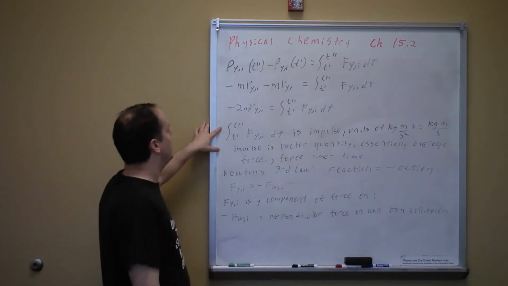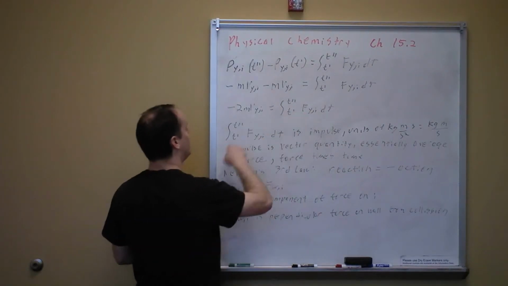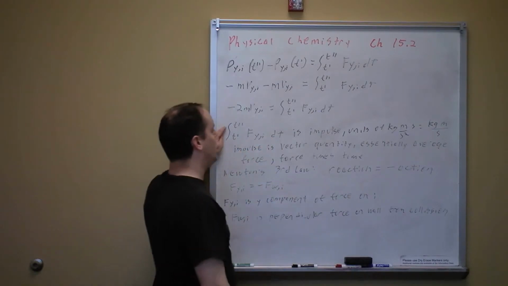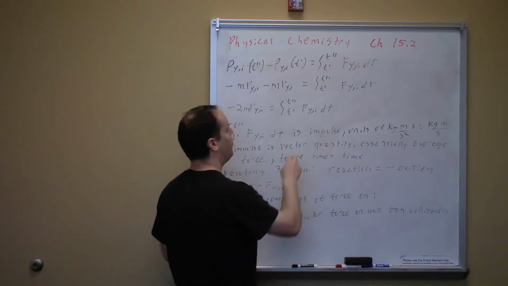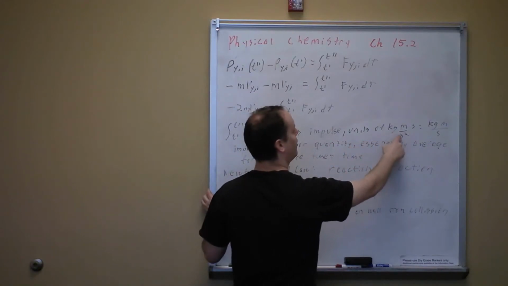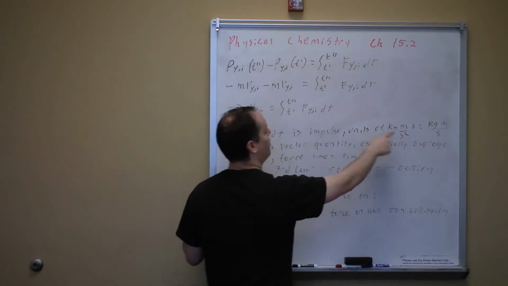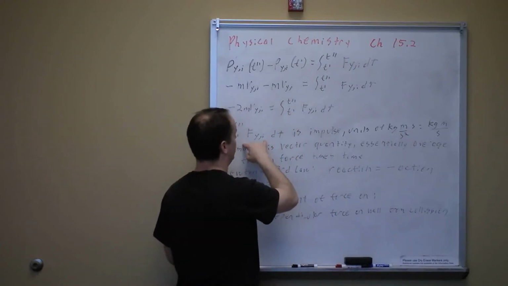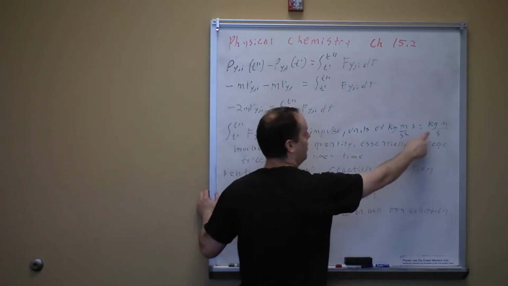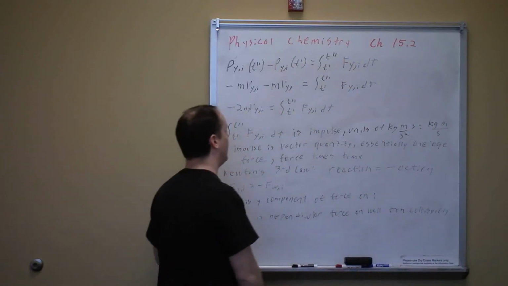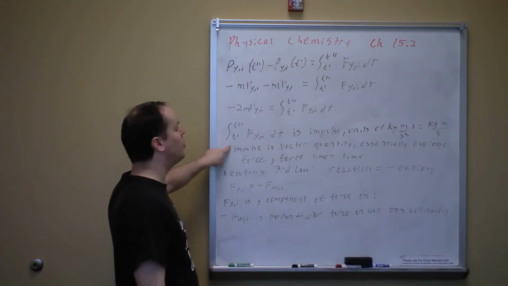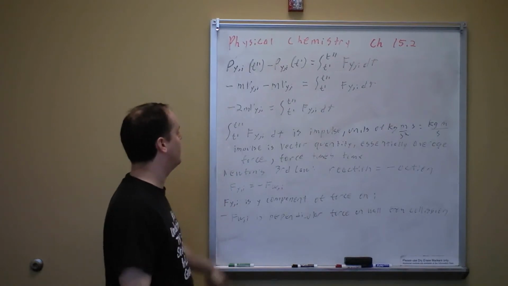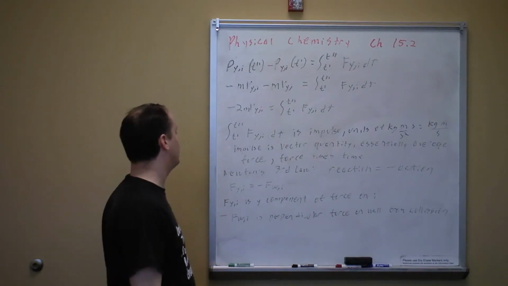Now remember, this quantity here, this integral of force with respect to time, is called impulse. Since force has units of kilograms meters per second squared, and time has units of seconds, one of the seconds is going to cancel out. So the units of this integral are just kilograms meters per second. Now impulse actually is a vector quantity, and it's kind of like average force, because we're taking force times time.